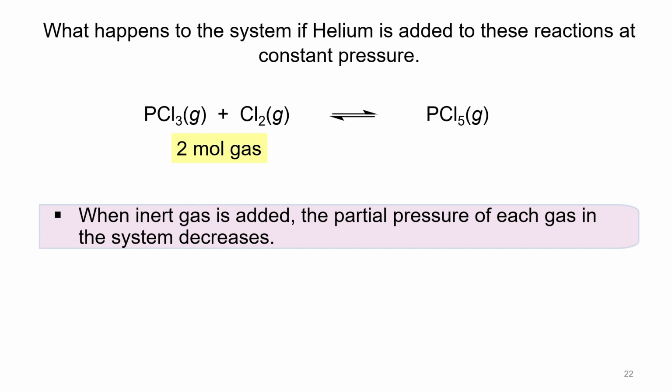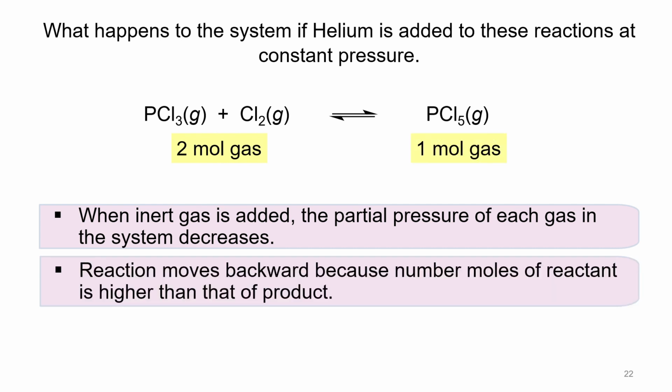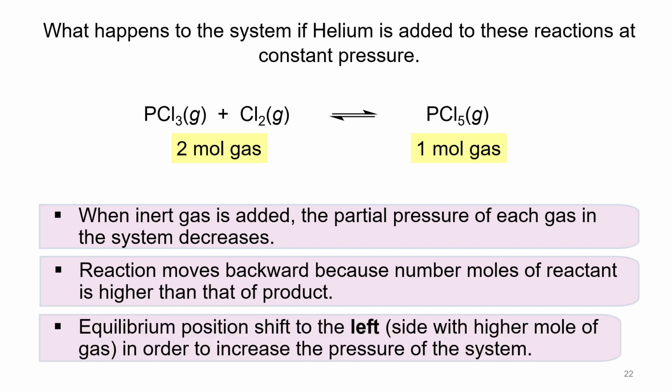Jadi, at the left hand side we have 2 moles, right hand side we have 1 mole. So reaction moves backward. Okay, because number of mole of reactant is higher than that of product. Sebab sebelah kiri kita ada 2 mole, kanan kita ada 1 mole. So equilibrium position, we shift to the left, okay, dia akan bergerak ke arah bilangan mole yang lebih tinggi, okay, in order to increase the pressure of the system. Okay, shift to the left.